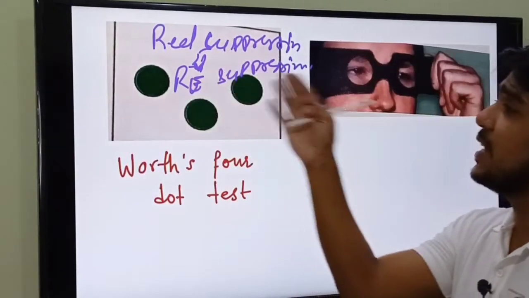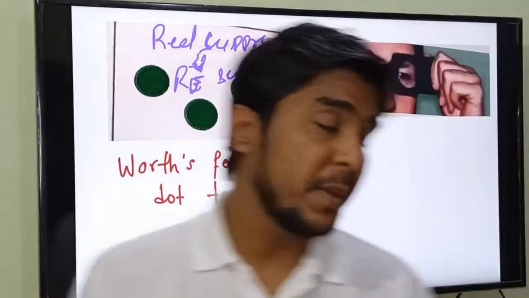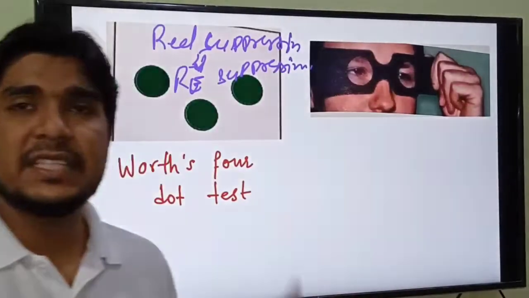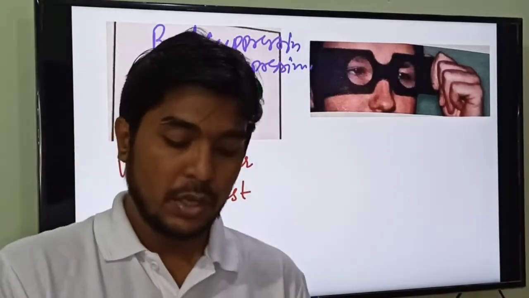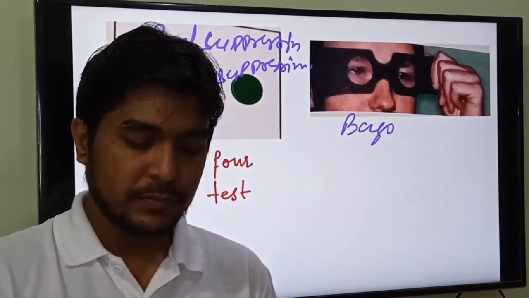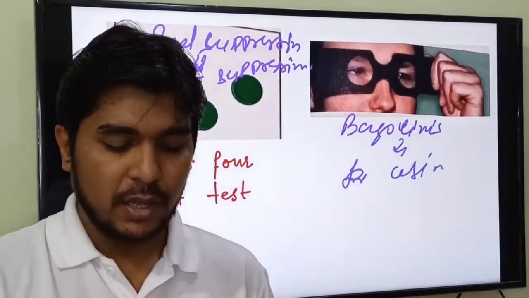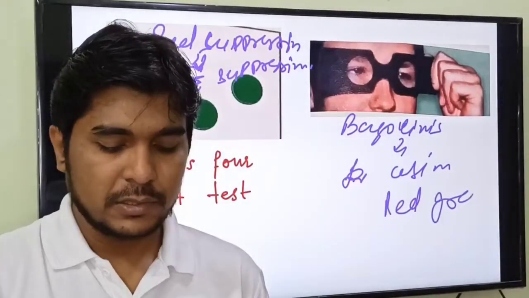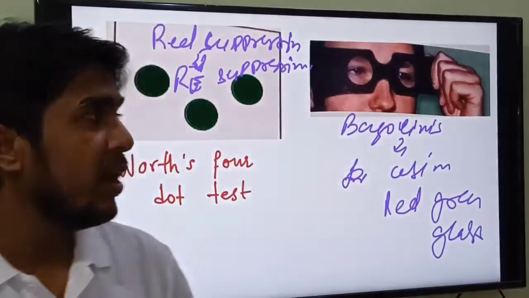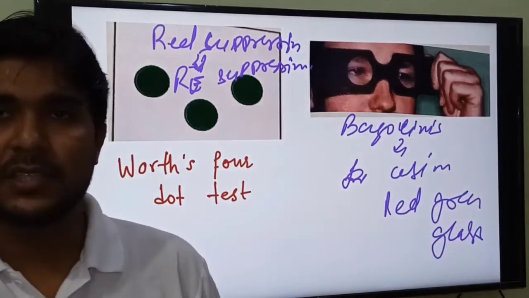Red separation means right eye separation. Now you have to remember this. What is this test called? Bagolini's test. This is called Bagolini's test. For this we are using the red green glass. This is all about this condition.